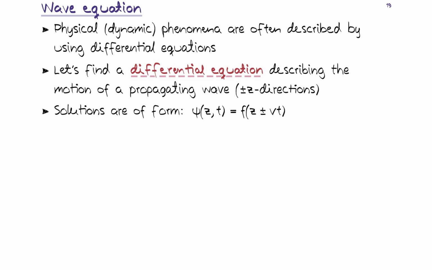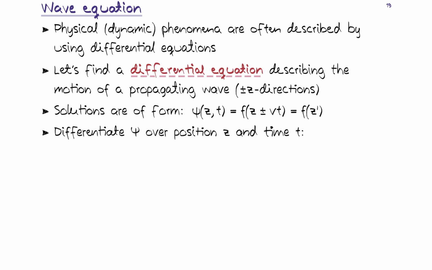So this gives me the link between the spatial coordinate z and the time t, such that this wave is propagating in the direction of z at the velocity v. And I can denote this z plus minus vt as a new variable z prime. And now I know that I have a wave function psi that depends on a single variable. And let's now start differentiating this wave function psi over the position z and the time t to see what we come up with.